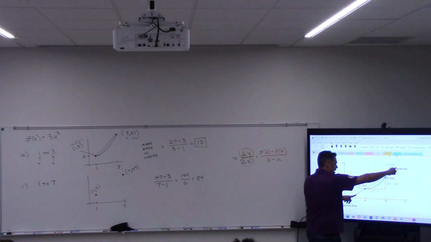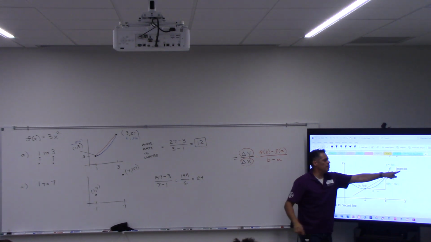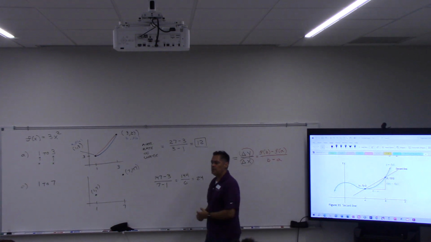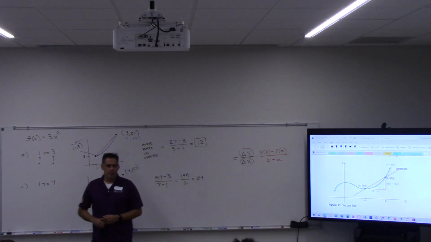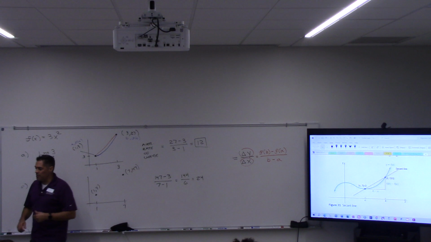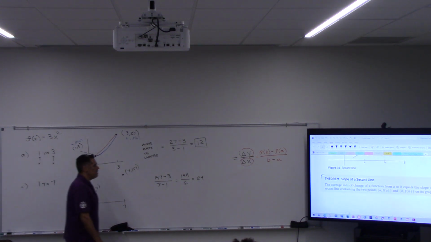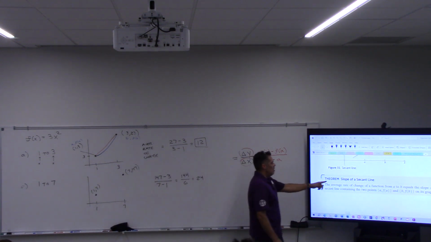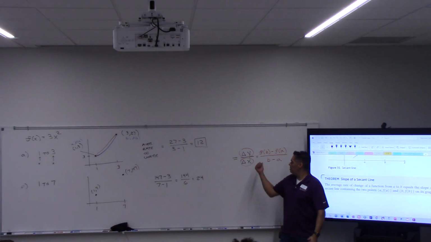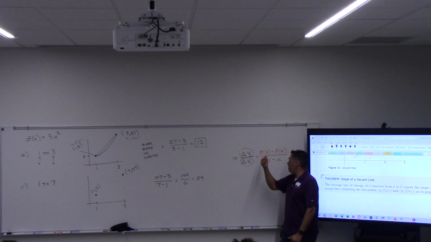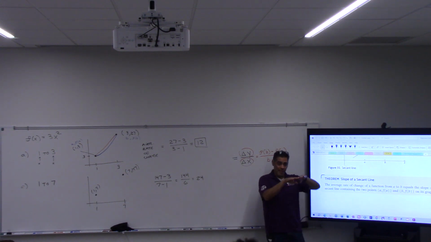This line that connects the two together is called the secant line. And that's all this definition does, it tells you that's what it's called. All right? It's called the secant line. So to find the slope of that secant line, all you're going to do is calculate the average rate of change. So that formula right there gives you the slope of that line.